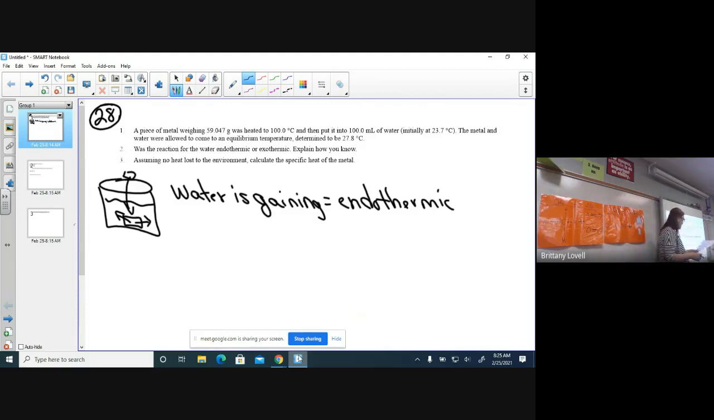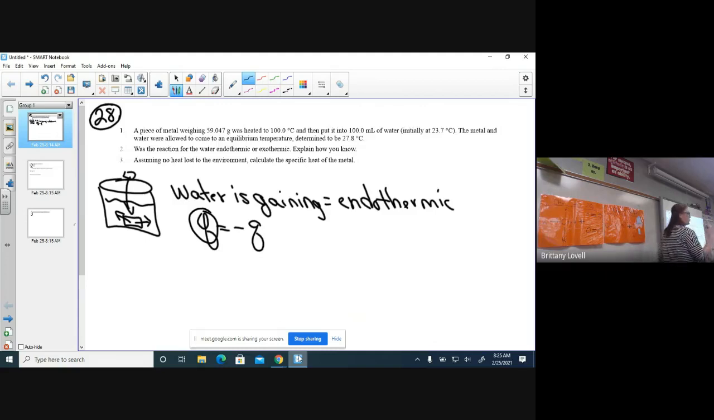The third part here, which on your paper is letter B, says assuming that no heat is lost to the environment, calculate the specific heat of the metal. Okay, so what we could do here is just set up a giant heat equation, because if you remember, heat gained by the water is equal to heat lost by the metal. Heat gained is equal to heat lost. So we're just going to set up an equation with everything that we know, okay? So let's do our water side first.